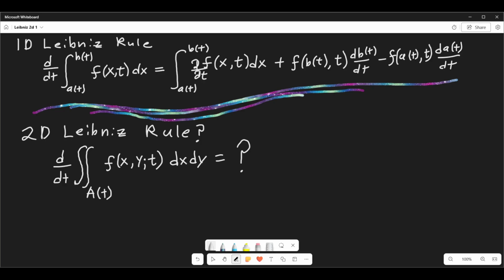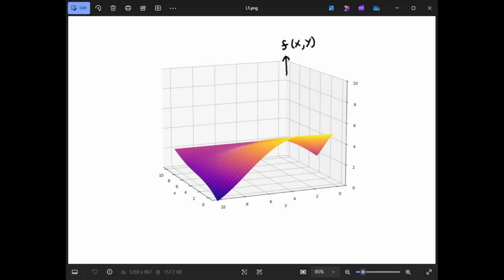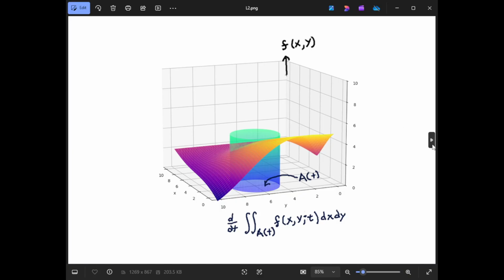So to see how this works, basically look at this graph. So this is the graph of the function of x and y. So just as a static function, it looks like this. So it's some sort of surface in space. And then the idea is to integrate over an area up to the top of the surface and then find how that volume changes with time.